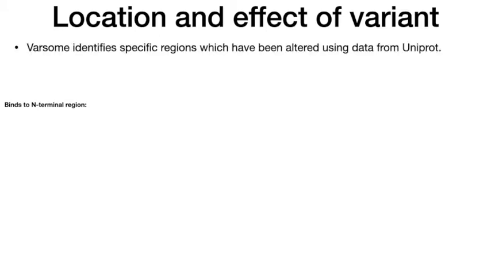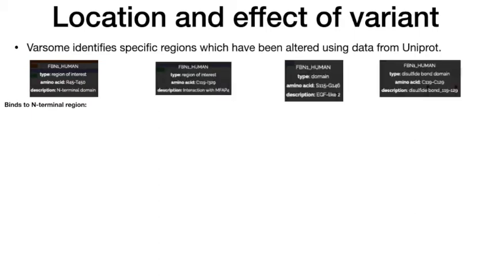Varsum uses data from UniProt to identify specific regions of the gene which have been altered by the missense mutation. There is this N-terminal domain, which normally has high specificity for fibrillin 2. There will likely be effects on interaction with extracellular matrix proteins and the TGF beta binding proteins. This can impact on the genesis, structure, and performance of microfibrils and elastic fibers in a number of tissues.